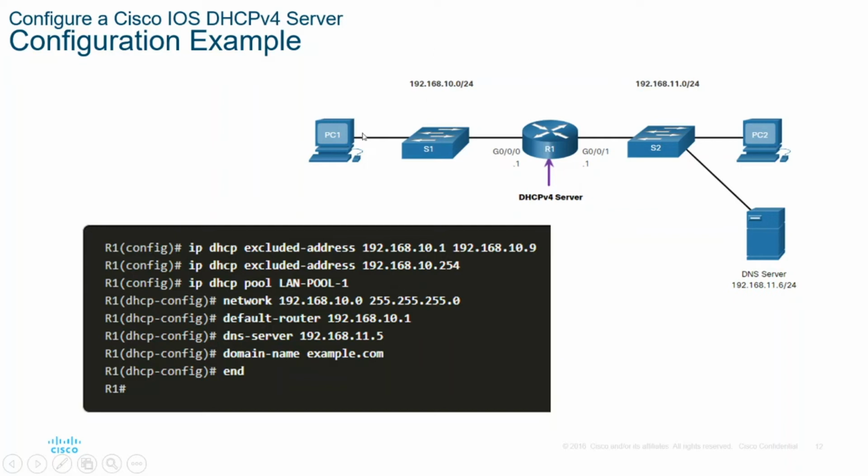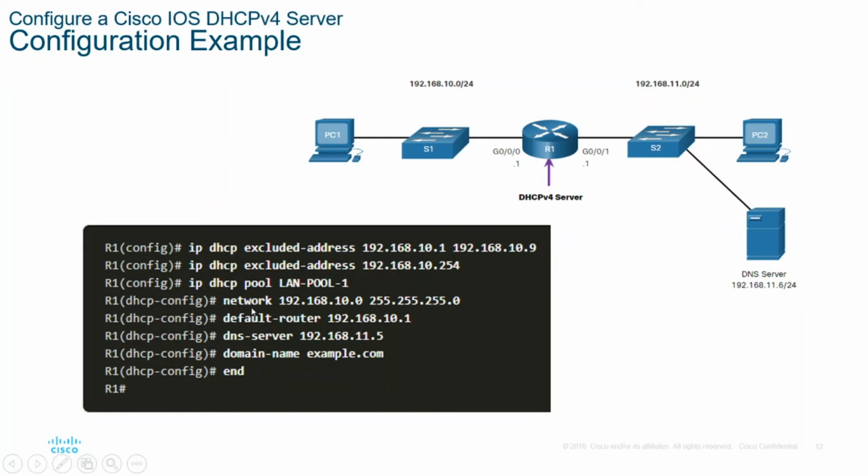So with the dual network, PC number 1 will receive the IP address from the 10.0 network, and PC number 2 will receive an IP address from the 11.0 network. That means you have two networks, two pools, so you need to create the pools. For example, here we just create one pool, so we need to create another pool for 11.0.